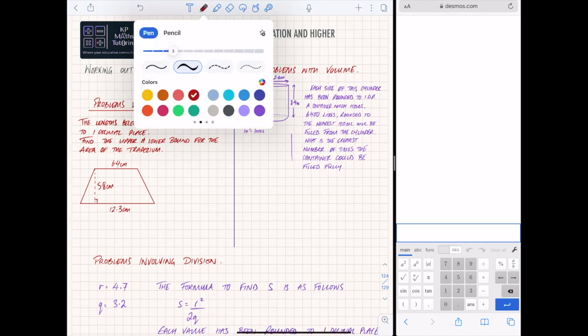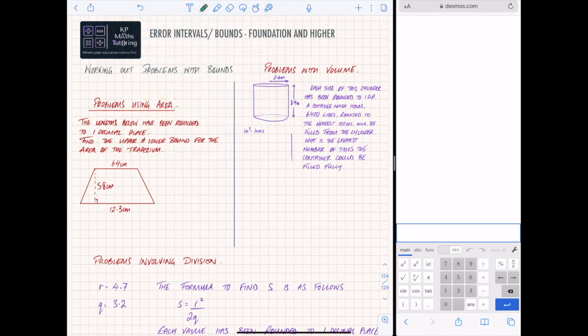So the first thing to unlock this question is I need to know exactly how to find the area of a trapezium, which is A plus B times the height divided by 2. Really important that you know that formula. A and B are your parallel sides, so it would be A and B here, and the height is obviously 5.8. What we're going to do first of all is write the upper and lower bound for each number.